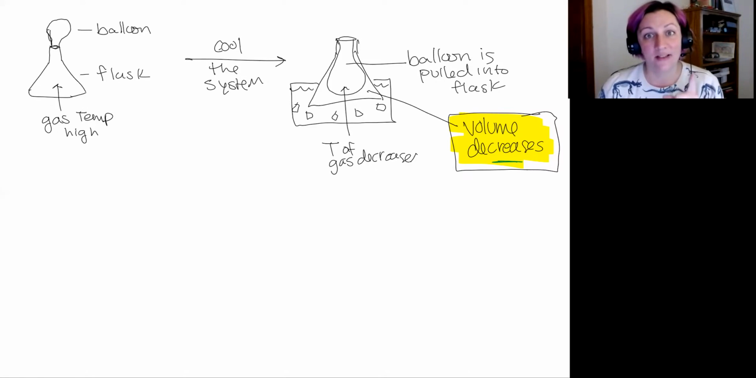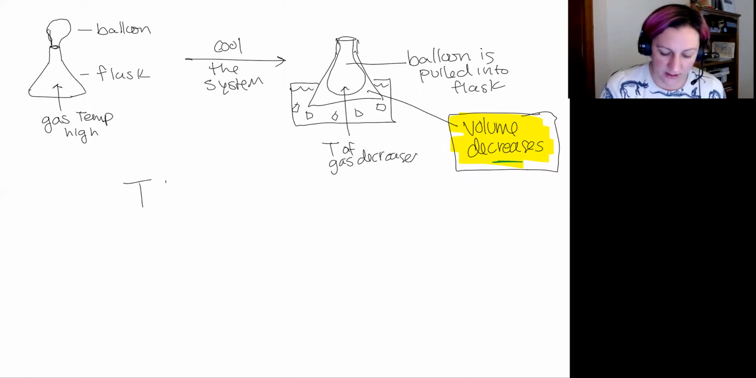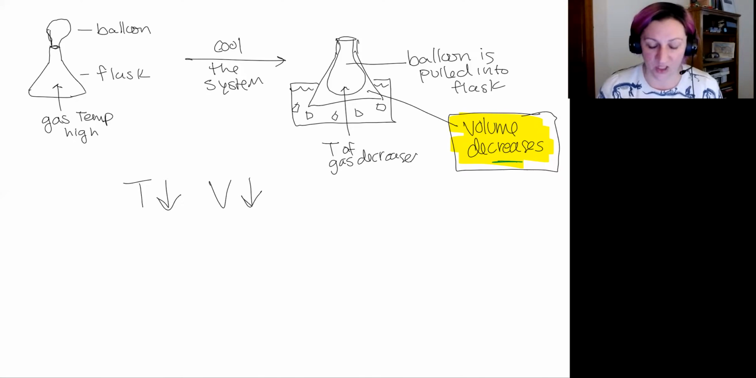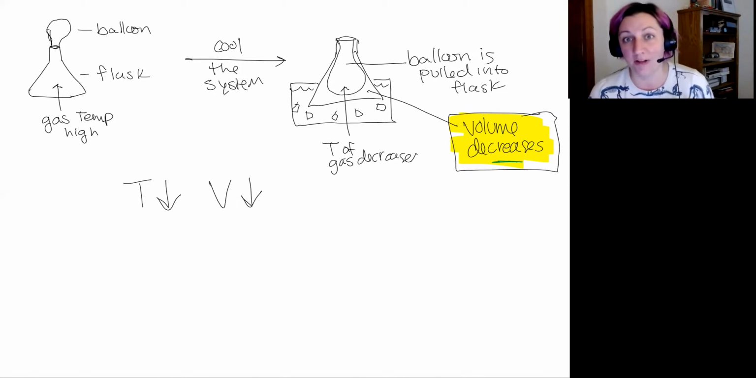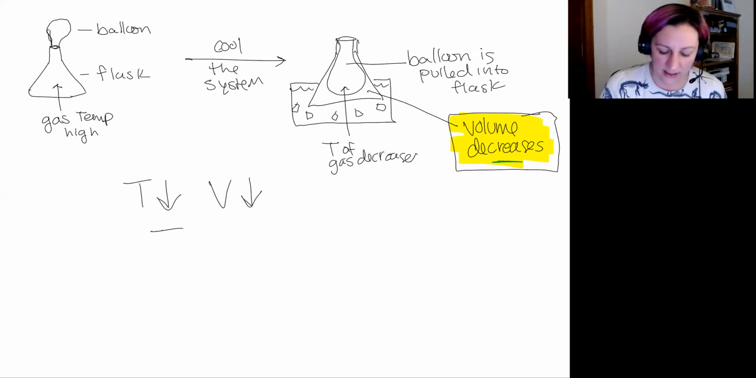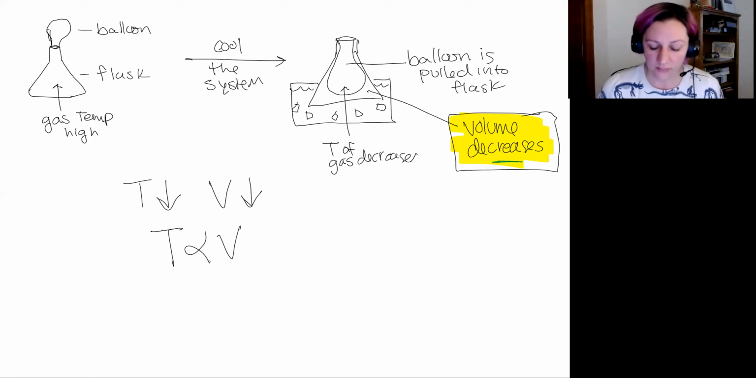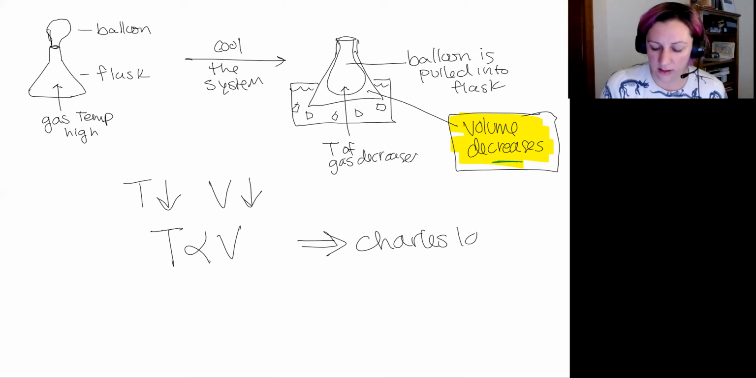So let's describe this relationship. And this brings us eventually here to Charles' law. So as our temperature decreased, our volume also decreased. And so the way that we can write this to show if it's inversely or directly proportional is saying that temperature is proportional to volume. And this is going to be Charles' law.